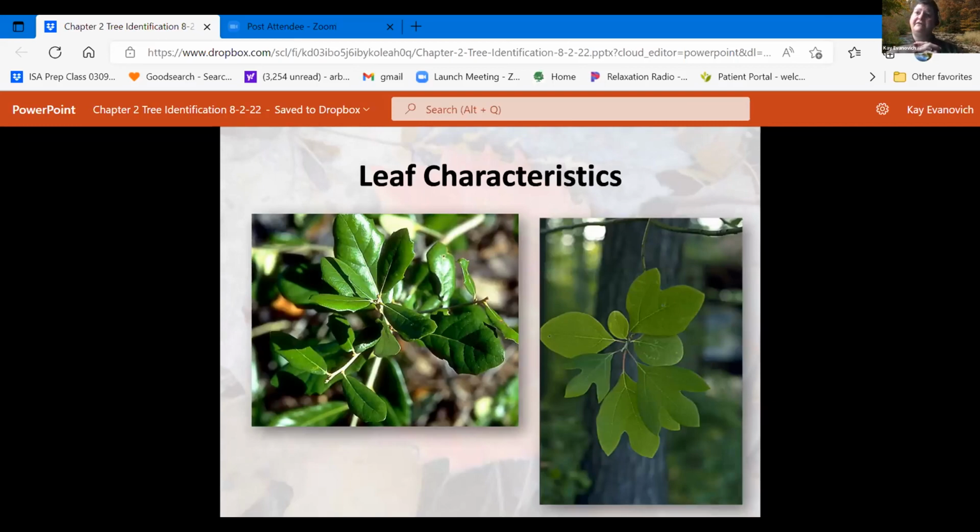And on the left, we have, anybody want to take a guess? Well, if you do, you can throw it in the chat. If not, that's okay. That is in the holly family. And you can see the little spines that come off of that, right? So leaves look different ways.